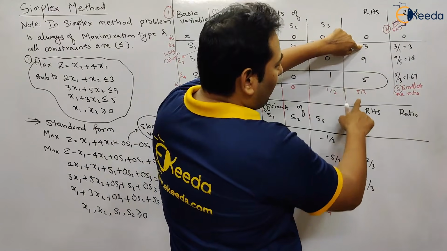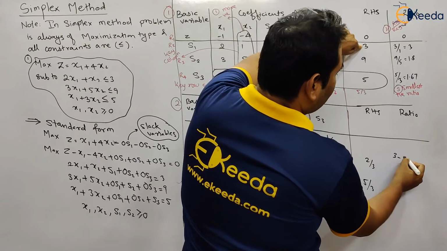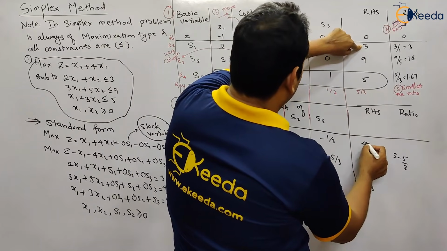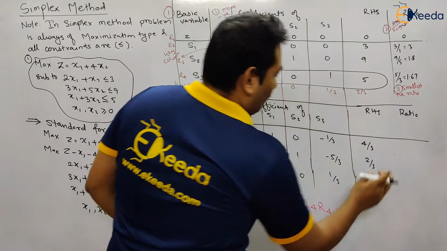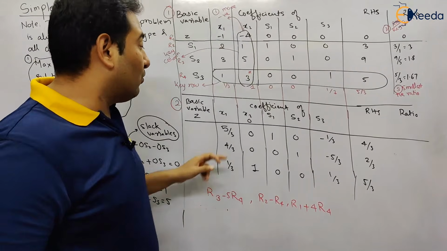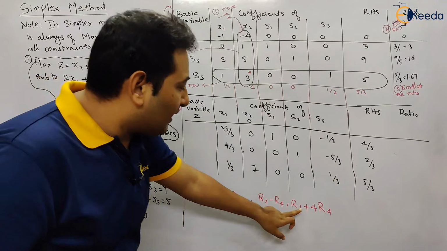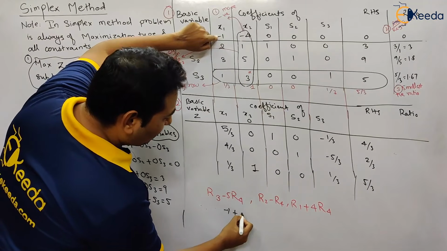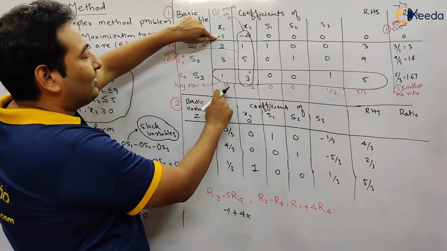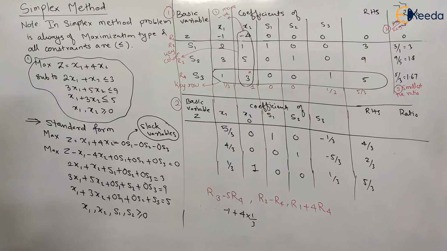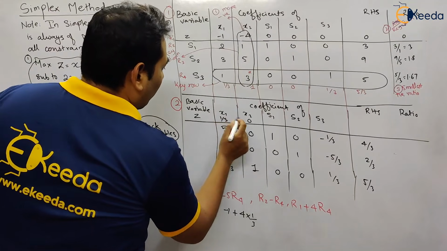Next, 3 minus 5 by 3. So cross multiply. That is 9 minus 5 by 3, which is 4 by 3. So we are ready with this row. Let's move on and next, let's find out the last row. That is R1 plus 4 R4. So R1 is this, minus 1 plus 4 into R4. R4 is this, 1 by 3. So that is minus 1 plus 4 by 3 is 1 by 3. This value is 0.